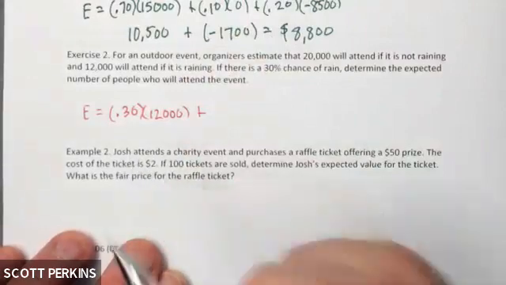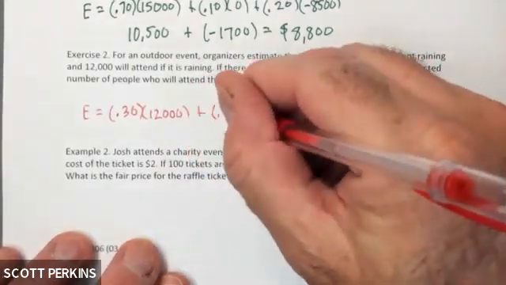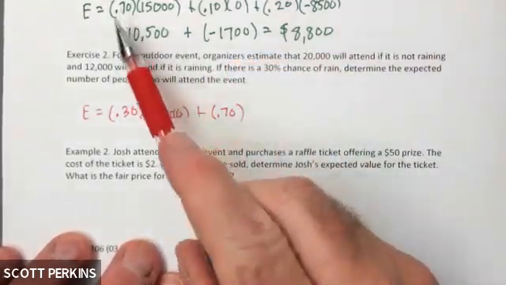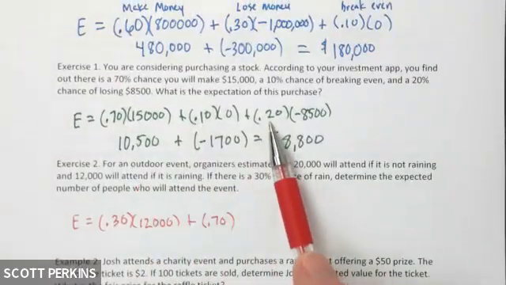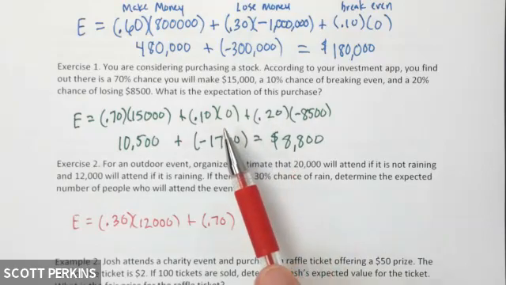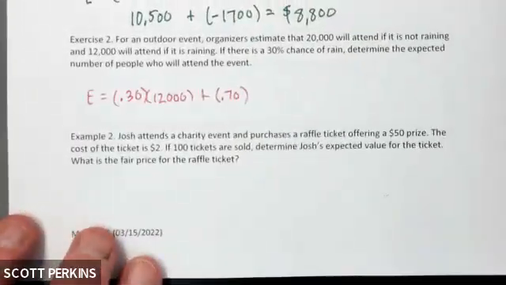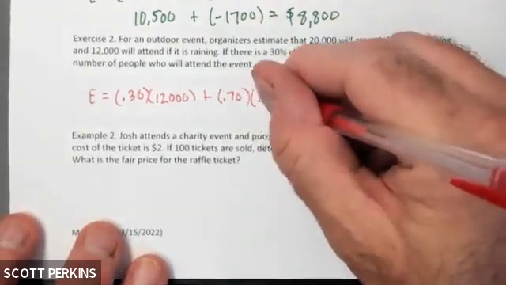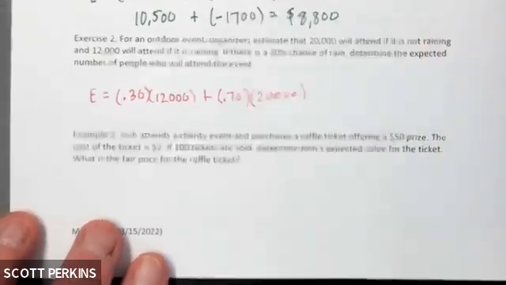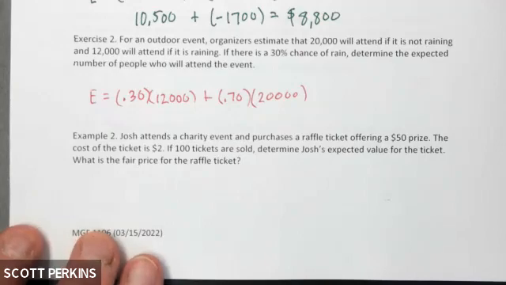Plus, well, if there's a 30% chance it rains, what's the percent chance that it doesn't rain? 70. Again, just like with the odds that we talked about in the last section, when you add up the probabilities, they should add to 1 because you're considering every possible outcome. And so then the net result there is 20,000. All right, before we get to the calculator portion, anybody got a question? Anything go wrong for you here?